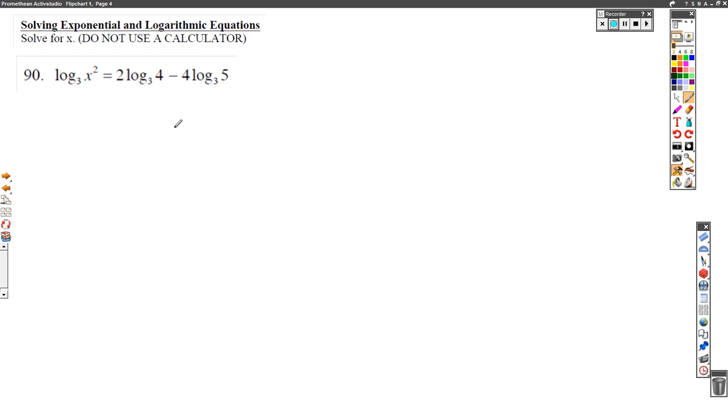Alright, so this is number 90 from the summer packet, which involves logarithms. The one main rule it's going to use in this logarithm is that a log base b of x to the a is equal to a log base b of x. So what this means is if you ever have a number in front of a log, you can always bring it up to be the exponent here. It's going to help us clean this up just a little bit better.